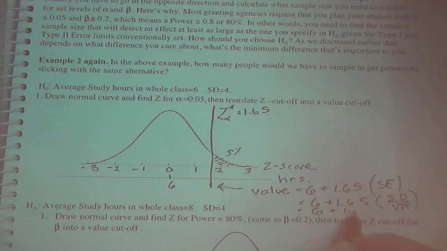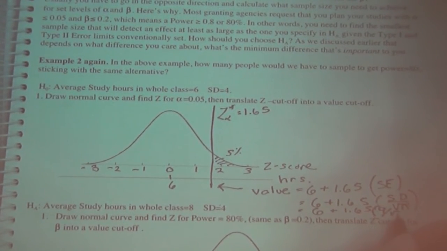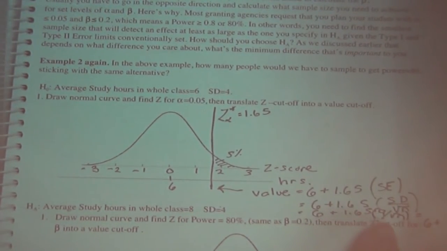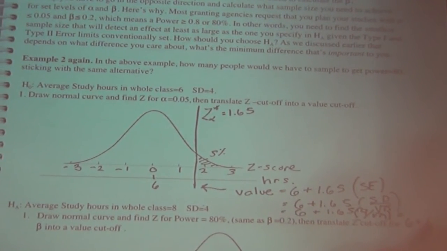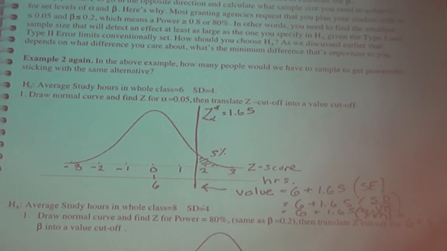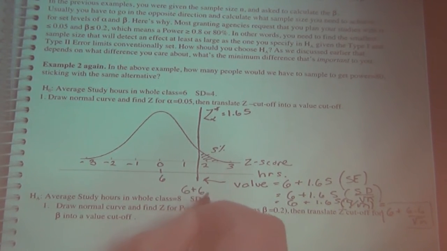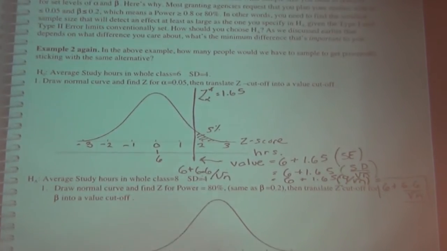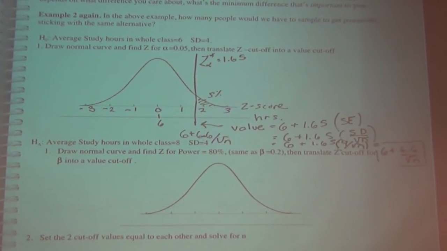6 plus 1.65 times 4 divided by the square root of n, which is equal to 6 plus 1.65 times 4. Sorry, that looks very difficult to read. 1.65 times 4, so that's equal to 6 plus 6.6 over the square root of n. So that's what we have there. I can just write here 6 plus 6.6 divided by the square root of n. All right. We don't know what n is. But now, under the alternative, what do we have?